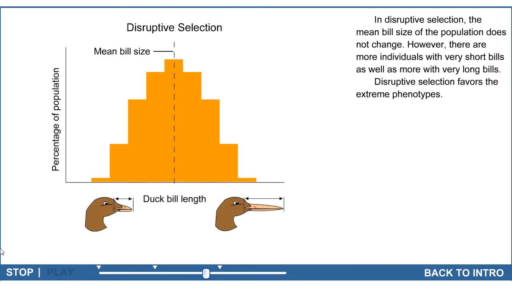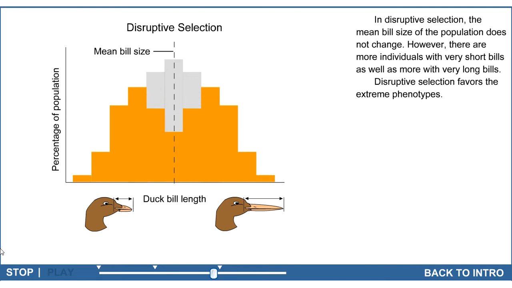In disruptive selection, the mean bill size of the population does not change. However, there are more individuals with very short bills as well as more with very long bills. Disruptive selection favors the extreme phenotypes.